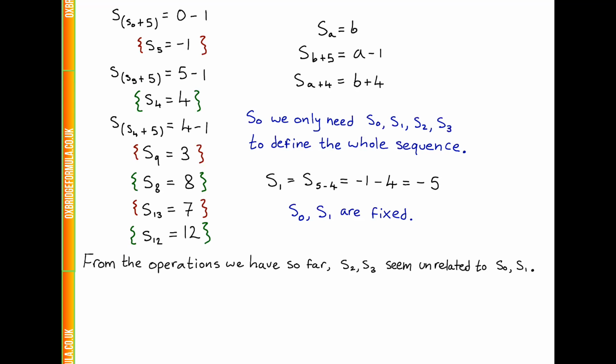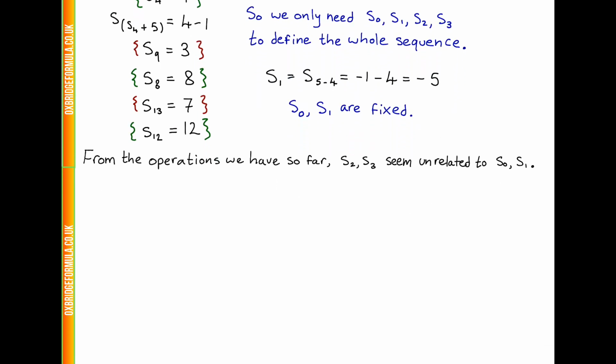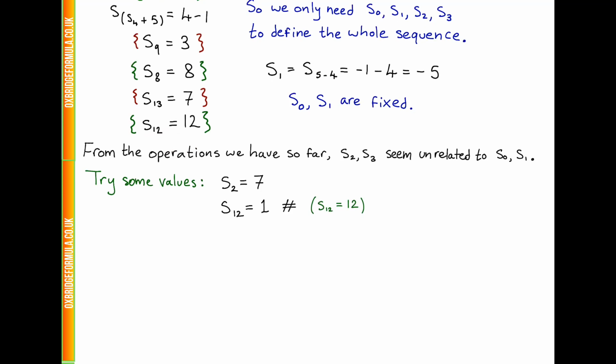This is normally a good approach to something like this, like we did with the first part, and we'll try and spot a pattern. And so, let's just guess something that could be S2. For example, 7. Now what? Remember, we can apply our rule. Adding 5, subtracting 1, we get that S12 is 1. What's wrong with this? We get a contradiction, since we know from our initial conditions that S12 is 12. So this can't be right.